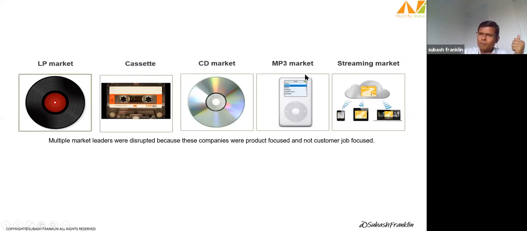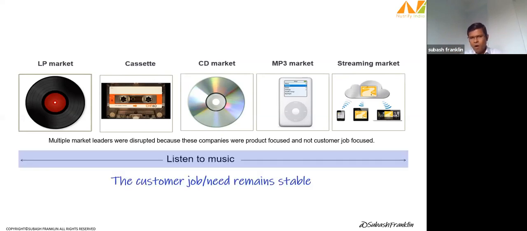Now, there were multiple companies who got disrupted, who got killed. Every company was focusing on its product perspective. But if you look at it from the customer's perspective, all these years the customer wanted to listen to music. That was the basic job. But the way in which the customer was listening to music changed over a period of time. So this is one of the fundamental tenets of jobs to be done: look at everything from the customer's perspective. What is the customer trying to solve?